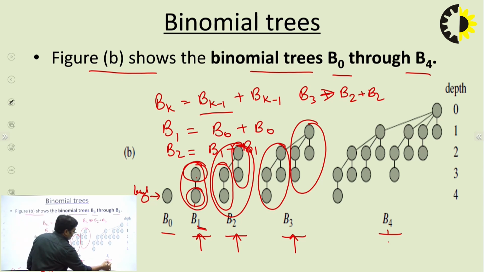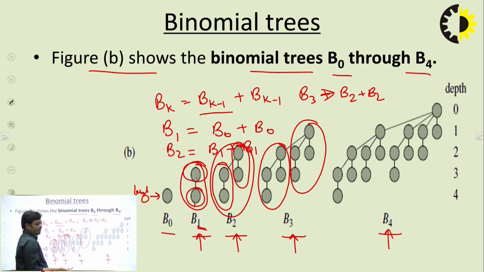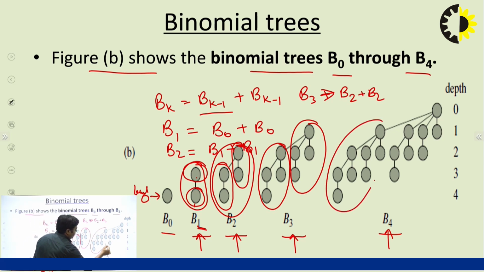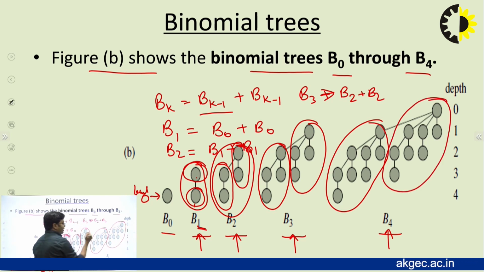Similarly, we come to B4. B4 is another combination of two B3s. So one B3 is having 1, 2, 3, 4, 5, 6, 7, 8 nodes. So this is one B3 and this is another B3, and the first B3 is connected with the root node of the other B3 as a left child.